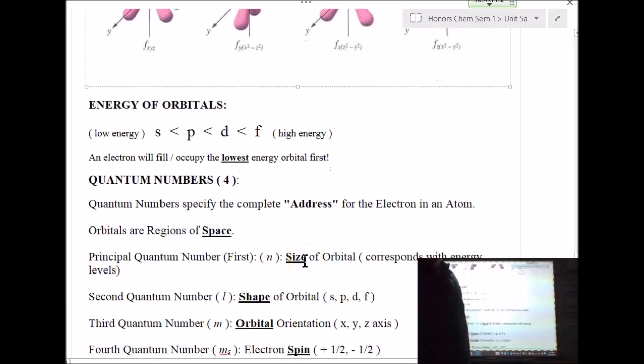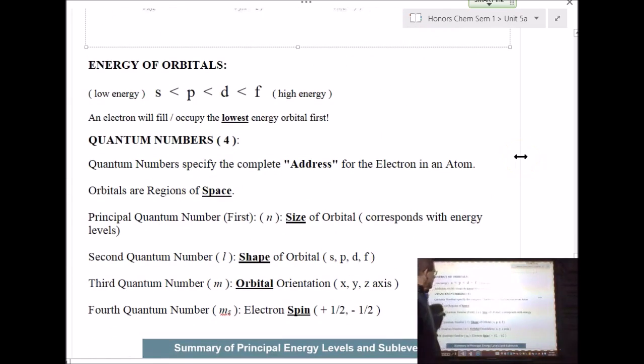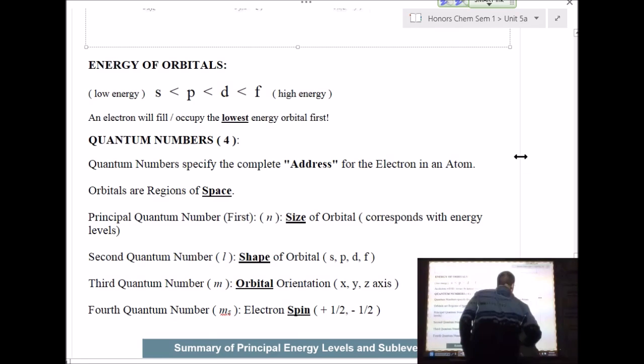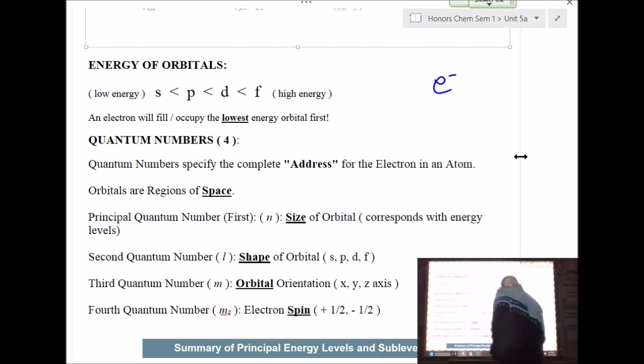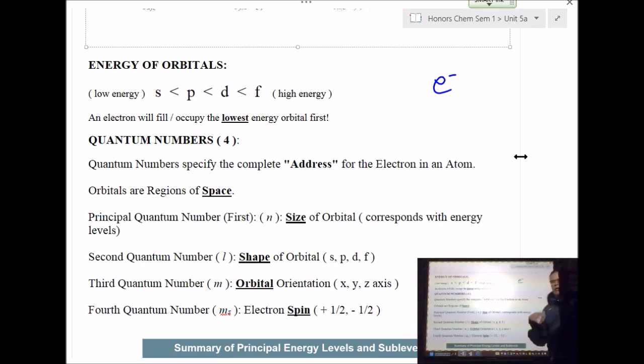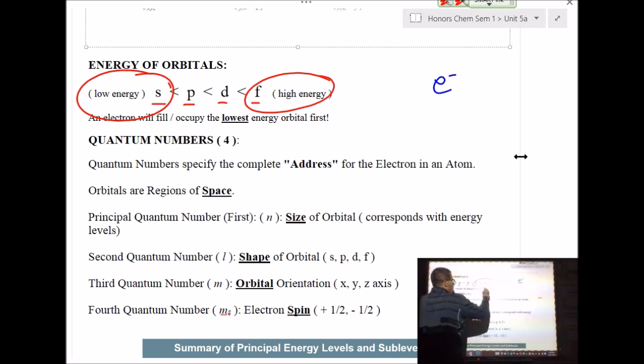All right. Here's the fun stuff. If I'm an electron, and I'm encountering an atom, atoms are going to place electrons in the lowest energy levels first before occupying higher energy levels. So when I look at the s orbitals, the p orbitals, the d orbitals, and the f orbitals, the s orbitals have the lowest energy because they're closest to the nucleus. The f orbitals have the highest energy because they're farthest away from the nucleus.